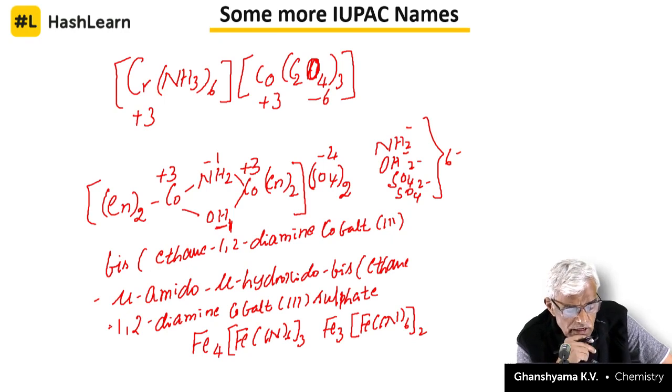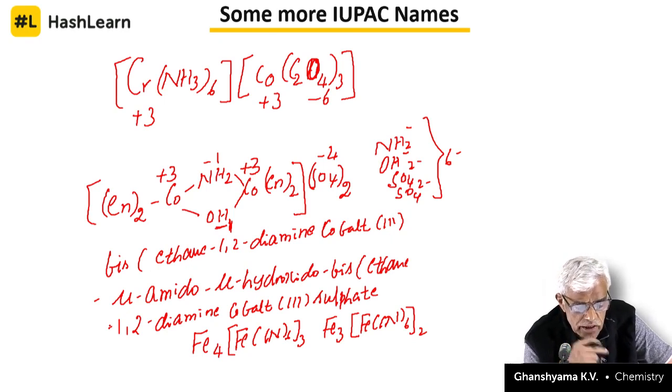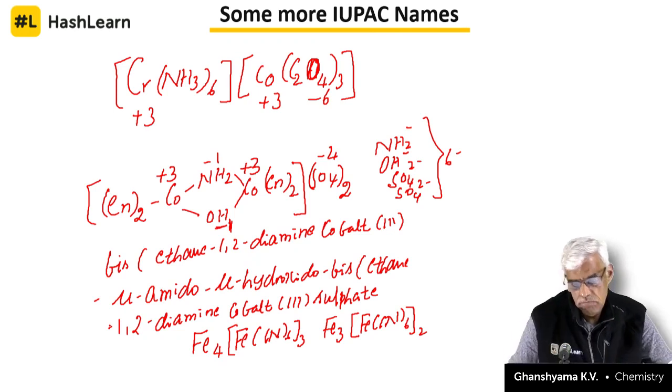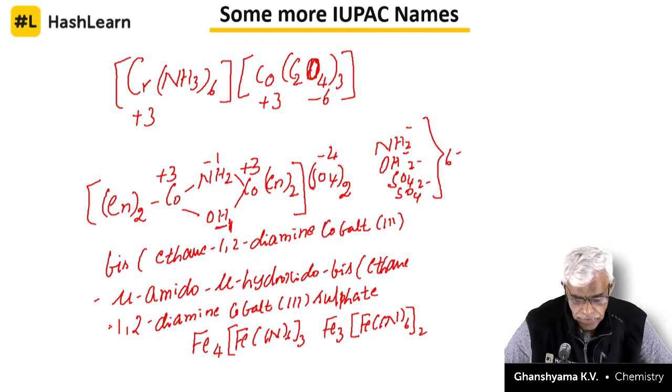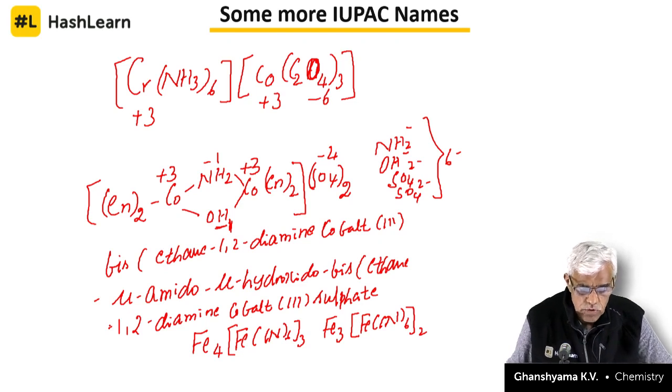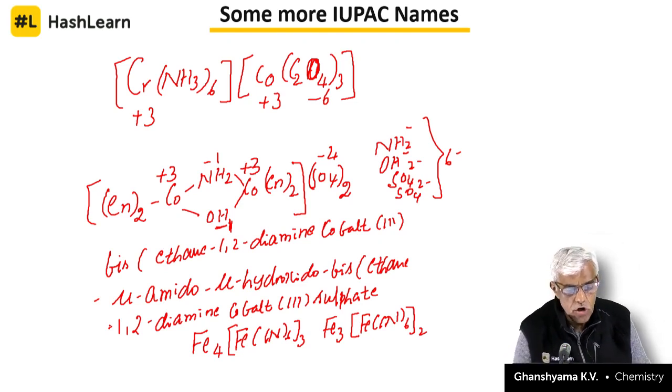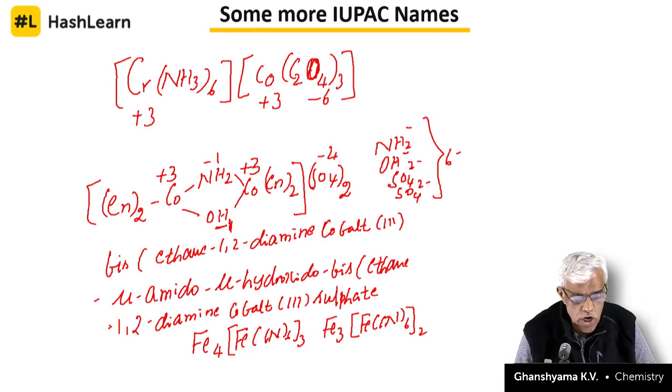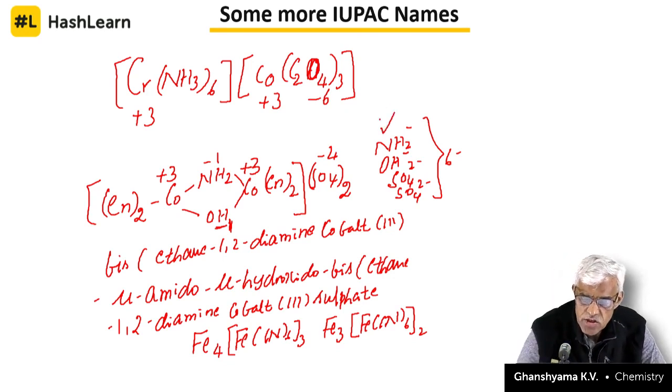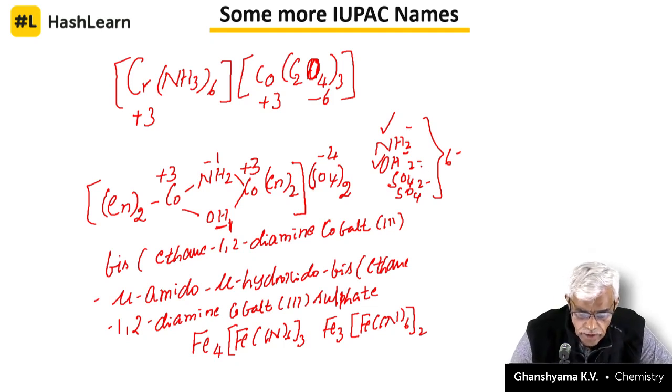Then one more such complex, hexaamine chromium 3 trioxalato cobaltate 3. Okay, fine. Till now you haven't come across a compound of this type. These are called bridging coordination compounds, having bridging ligands. Here the ligands are amido NH2-, hydroxido OH-, and the counter ion sulfate.